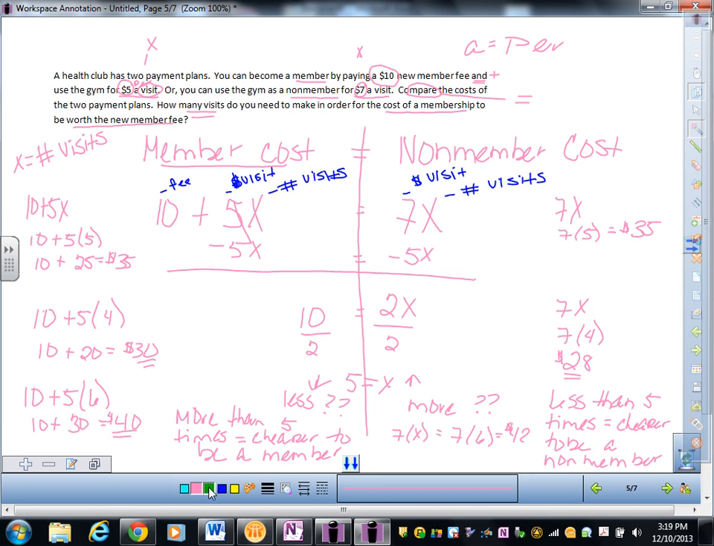So in answer to the question, how many visits do you need to make in order for the cost of membership to be worth the fee? I need to go more than 5 times. Because if I go less than 5 times, it's not worth being a member, right? We figured that out down here. Okay?